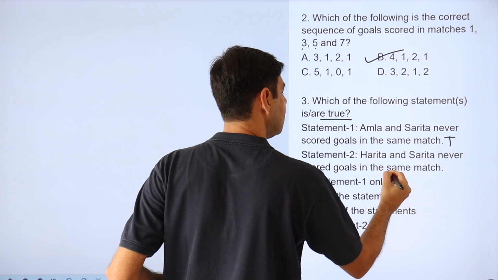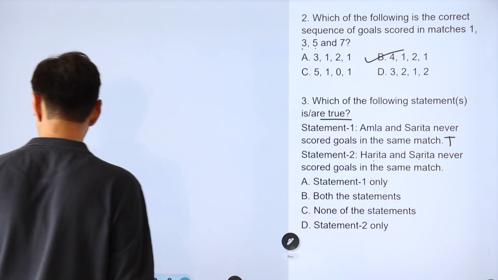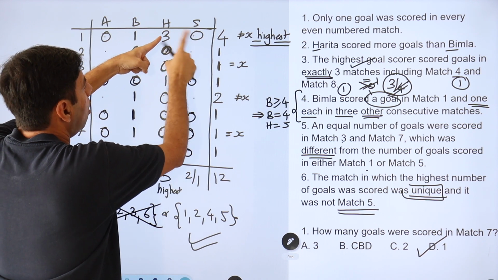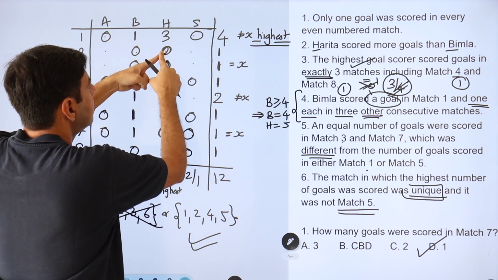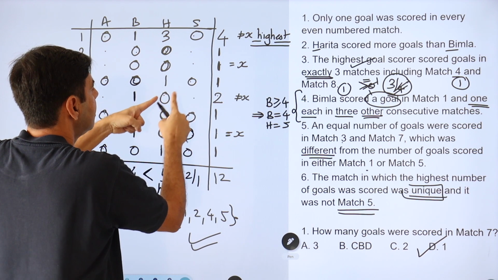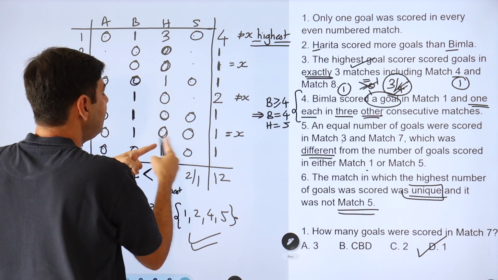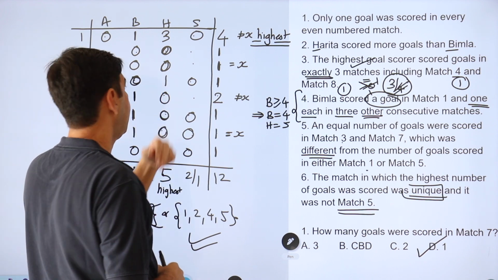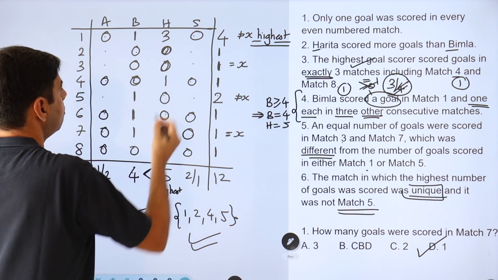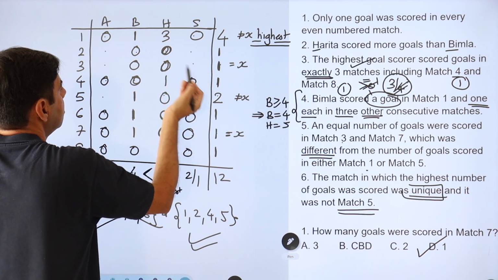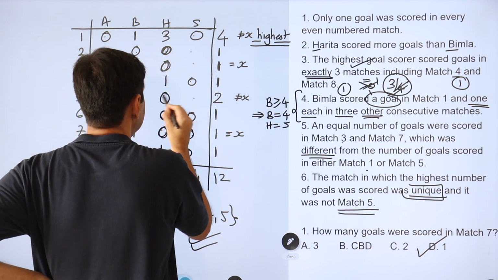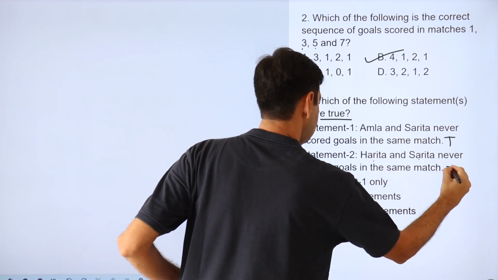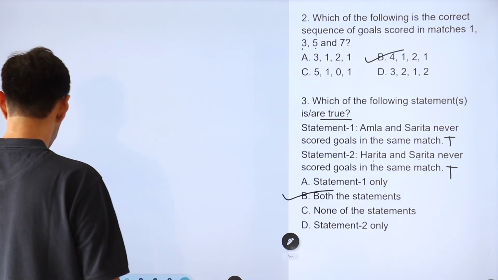Harita and Sarita never scored goals in the same match. H and S never scored in the same match. So even if this is a 1, this isn't. They have never scored in those. Both of them cannot be non-zero at the same time. So that statement is also true, right? This is 1, this will be 0; this is 0, this may be 1, but not the same match. So this is also true. So both the statements are true.